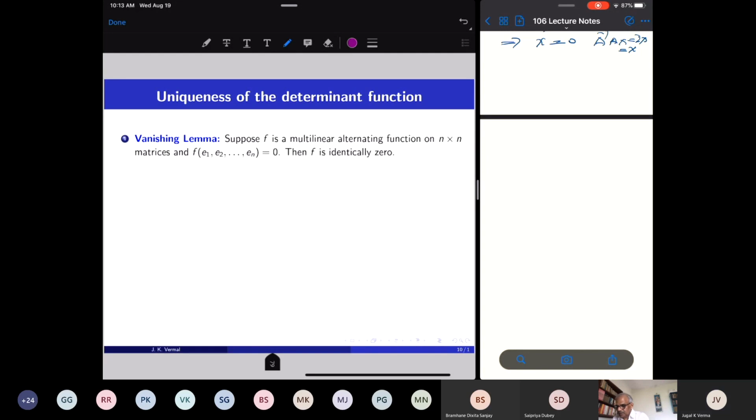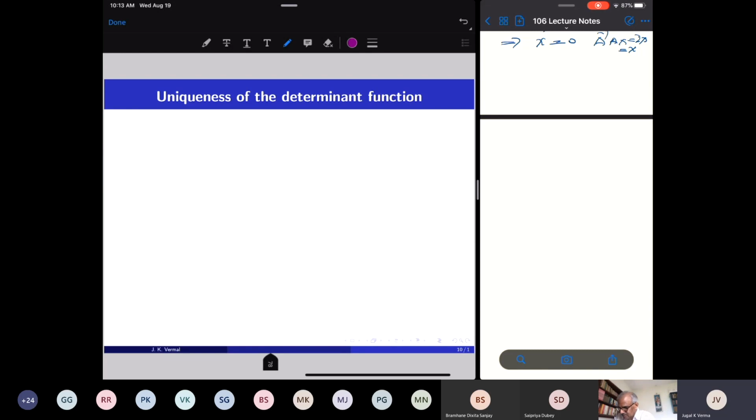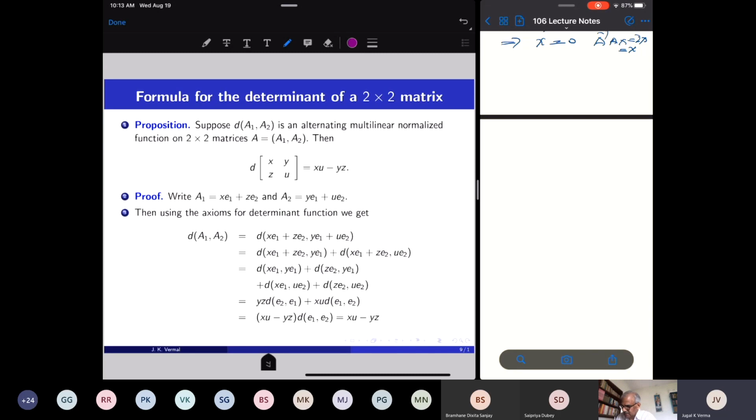Okay. Now, to prove this, let us first prove this fact: suppose f is a multilinear alternating function. So I'm using only two properties, multilinear and alternating, on n by n matrices. And suppose that f on the identity matrix is 0, then f is identically 0. Now, this vanishing lemma you can derive from 2 by 2 matrices. In the 2 by 2 case, what we proved was that an alternating multilinear function on the space of 2 by 2 matrices is (ad minus bc) times d of e1 e2. So if d of e1 e2 is 0, it will say that any alternating multilinear function is equal to 0.